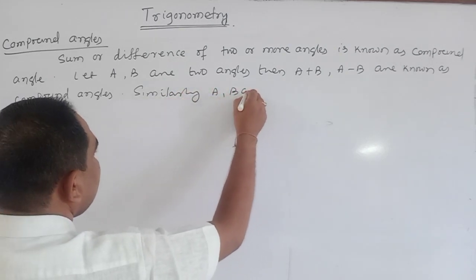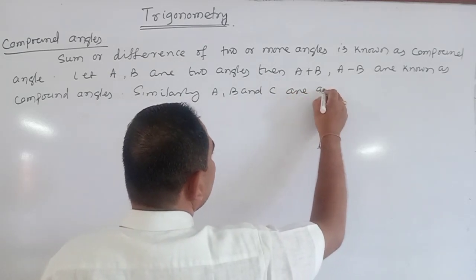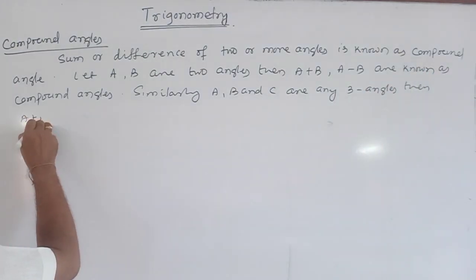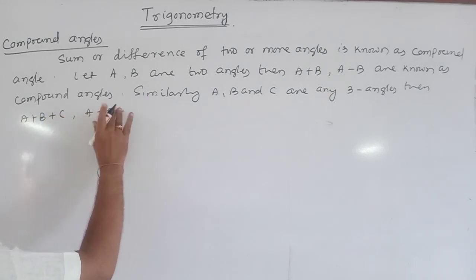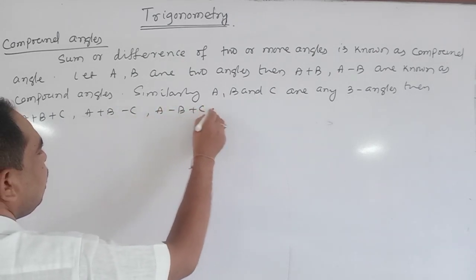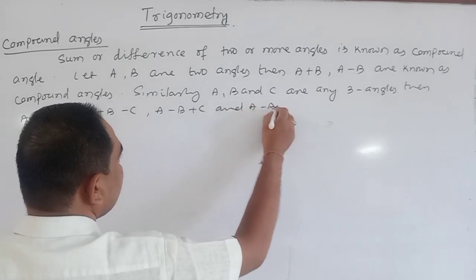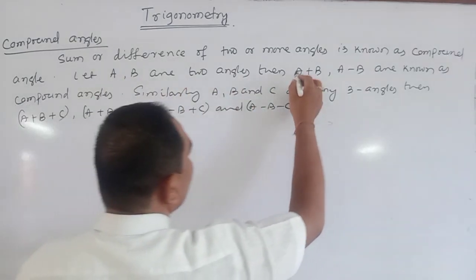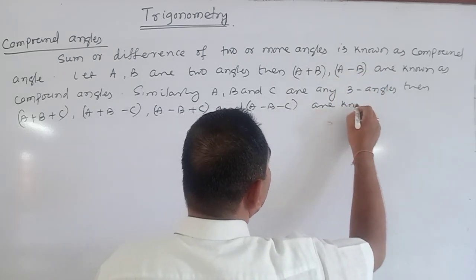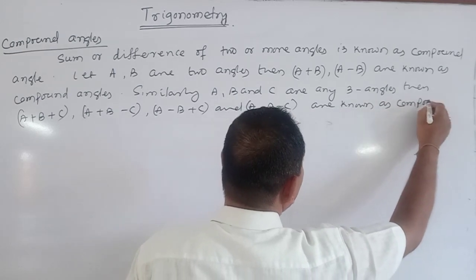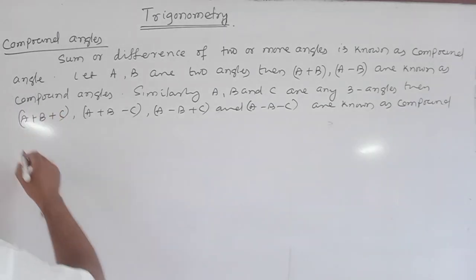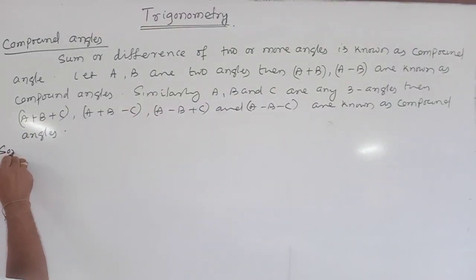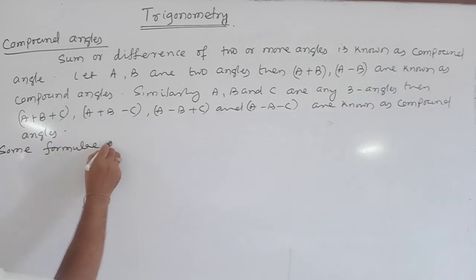Similarly, A, B and C are any three angles, then A plus B plus C, A plus B minus C, A minus B plus C and A minus B minus C are known as compound angles. Okay, some formulae of compound angles.